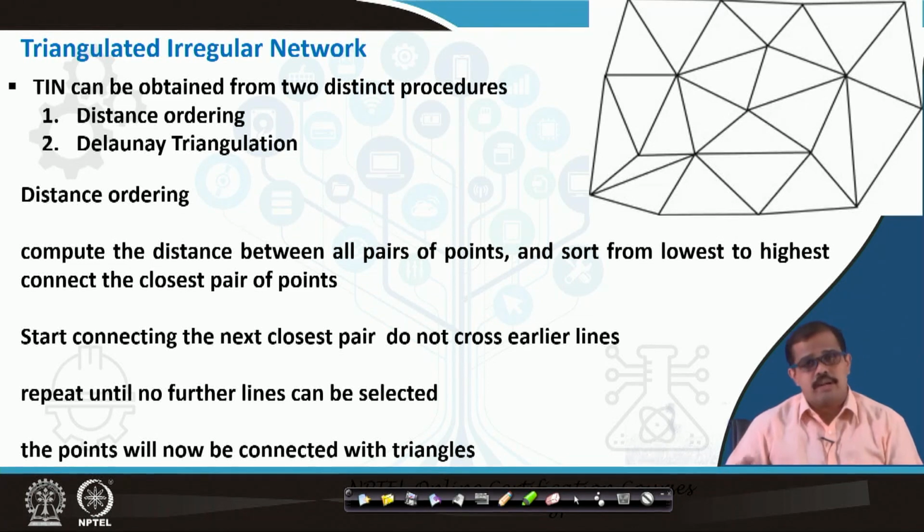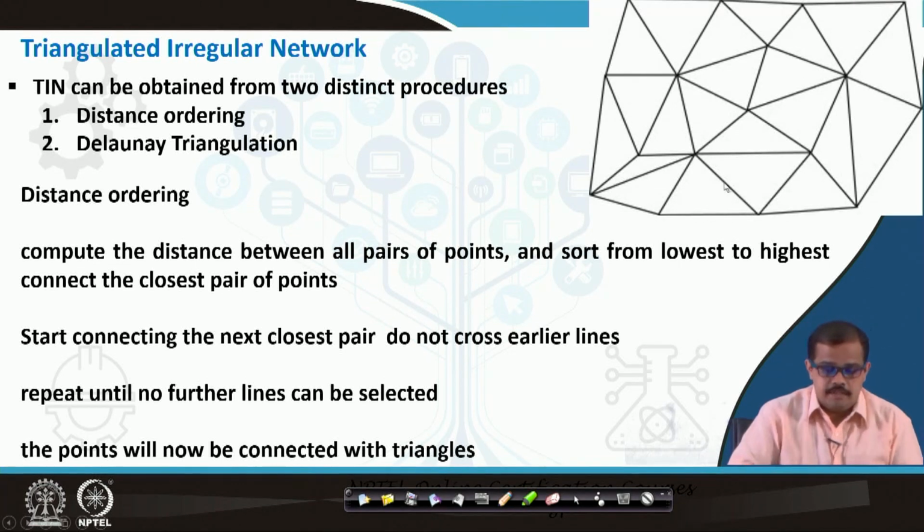So, we'll look at why it is advantageous also, but first let us understand how you do a distance ordering. The first thing is to compute the distance between all pairs of points, sort from the lowest to the highest, and connect the closest pair of points. For example, I know this point, this point, this is another point of variation, another point, another point.